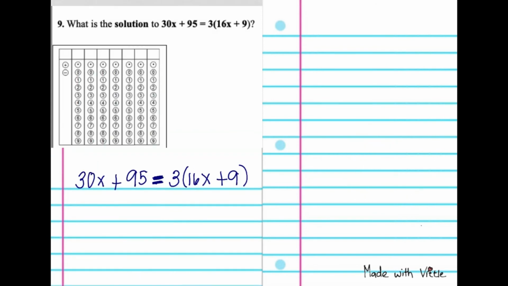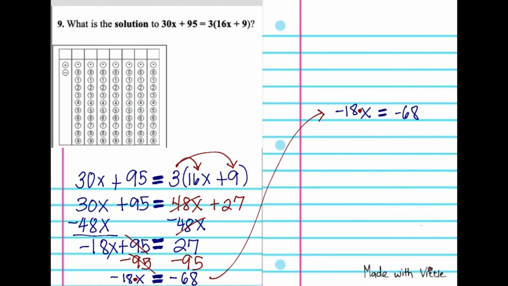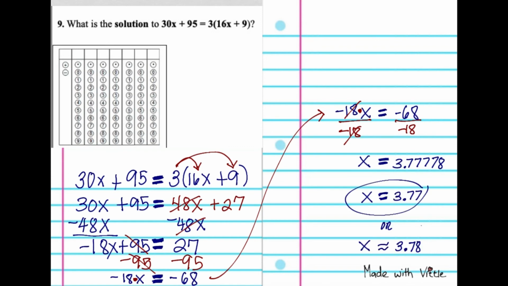What is the solution to 30x plus 95 equals 3 times 16x plus 9? Eliminate 48x by subtracting 48x on both sides. Subtract 95 from both sides. Now divide both sides by negative 18. Or x is 3.77. You may also round it to the nearest hundredths place.